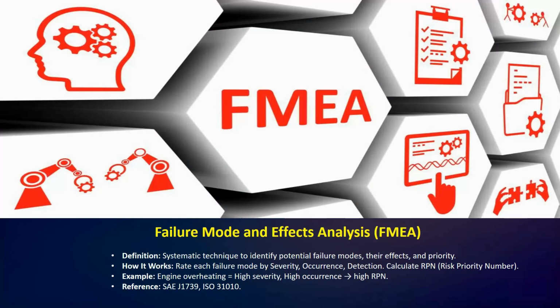Okay, so here you can see under the definition: a systematic technique to identify the potential failure modes, their effects and priority. Then how it works: rate each failure mode by severity, occurrence, and detection. Calculate RPN, or risk priority number. Okay, so I hope this is clear.